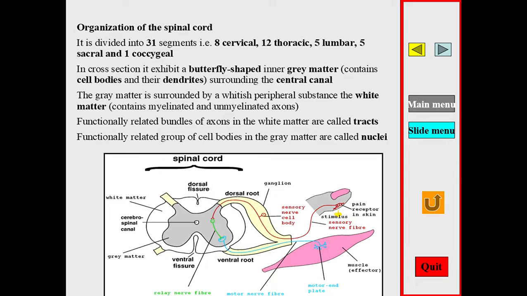In the spinal cord gray matter only, we can find the perikaryon, or the cell body of the neurons. In the white matter we can't find any neuronal cell body, only the processes, which means axons and dendrites. The neuronal cell bodies within the gray matter, which have interrelated functions, are called nuclei. While within the white matter, the groups of axons which have an interrelated function are called tracts.